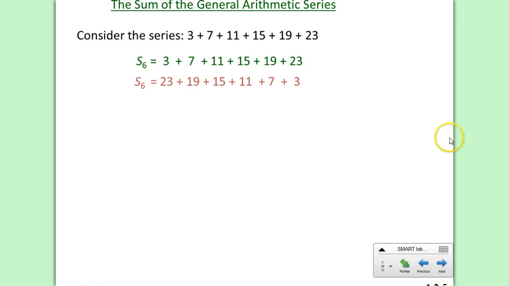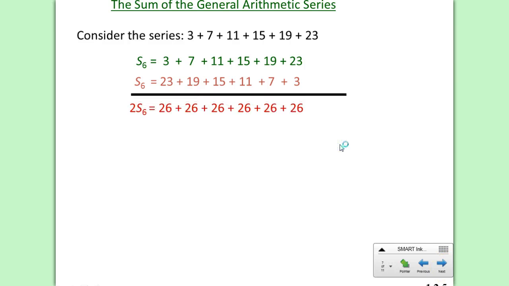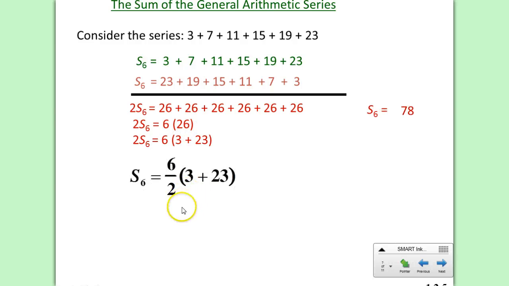You can see that in this sequence of numbers, you always get 26. But when you add that up, you should divide that by 2, because you don't really have 6 pairs of 26 in one sum, you only have 3 pairs. So we divide that by 2. It's just a different way of doing it. We divide that by 2, and the sum of 6 is 3 pairs of 26, right? So the sum of 6 terms is really 78.